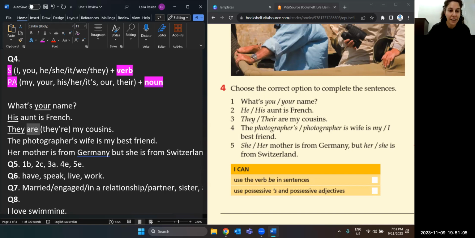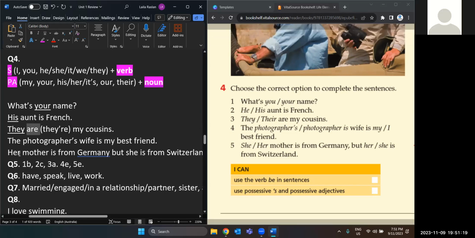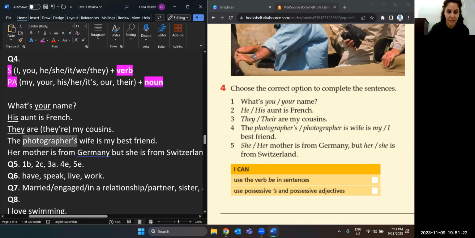I didn't say their mother is French. There's a verb. There's not a noun here. It's a verb. Number 4, is it the photographers or the photographer's? The photographer's wife is my best friend, because the next word was a noun. So photographer's is the possessive. It's saying that this belongs to him, his wife. This is his wife.